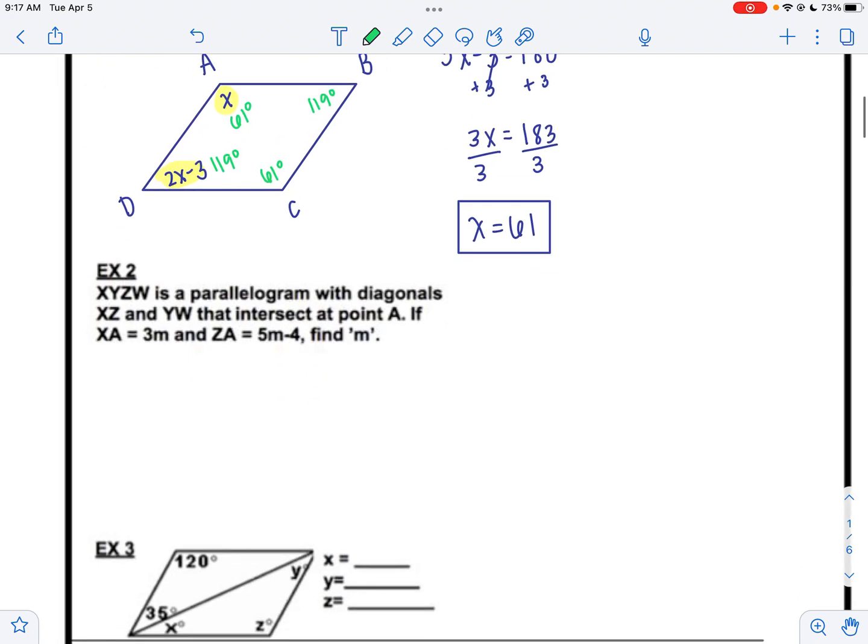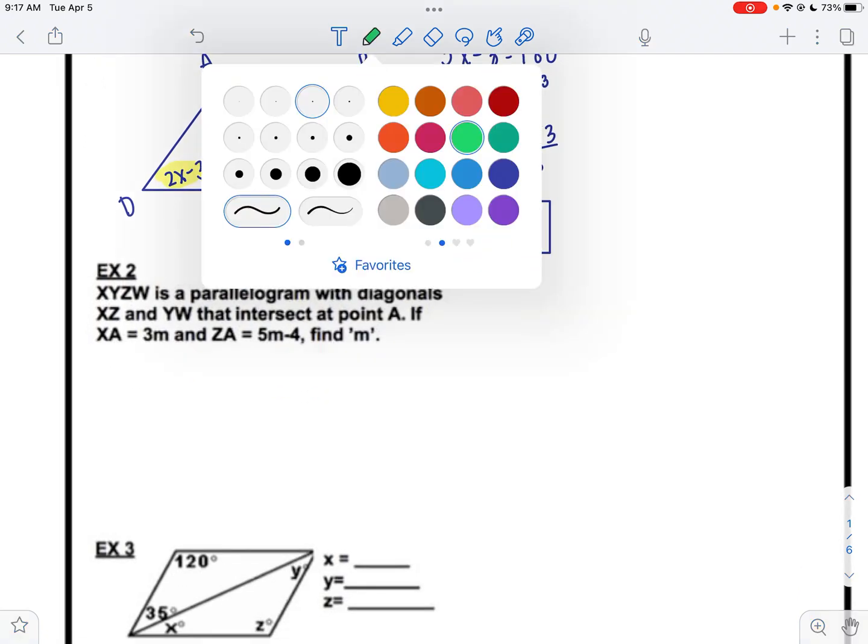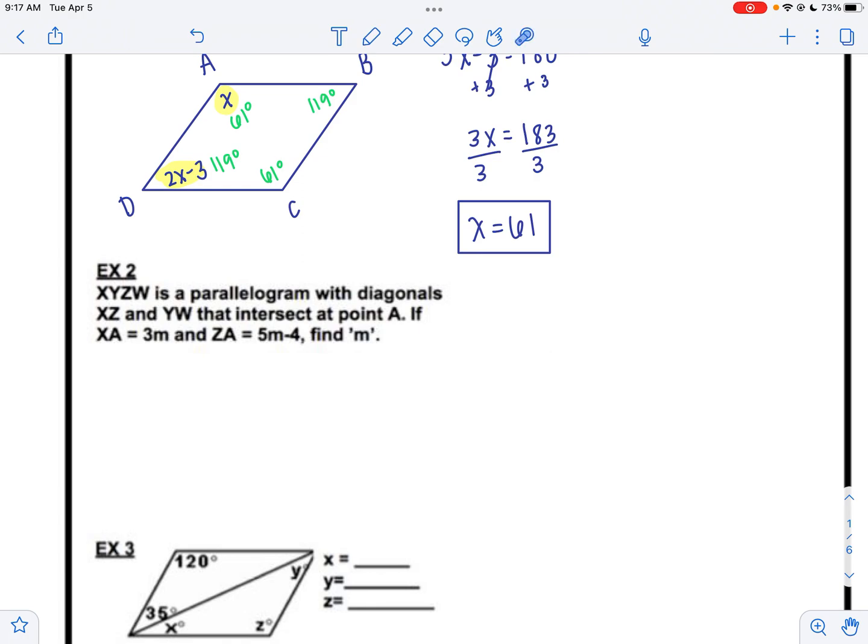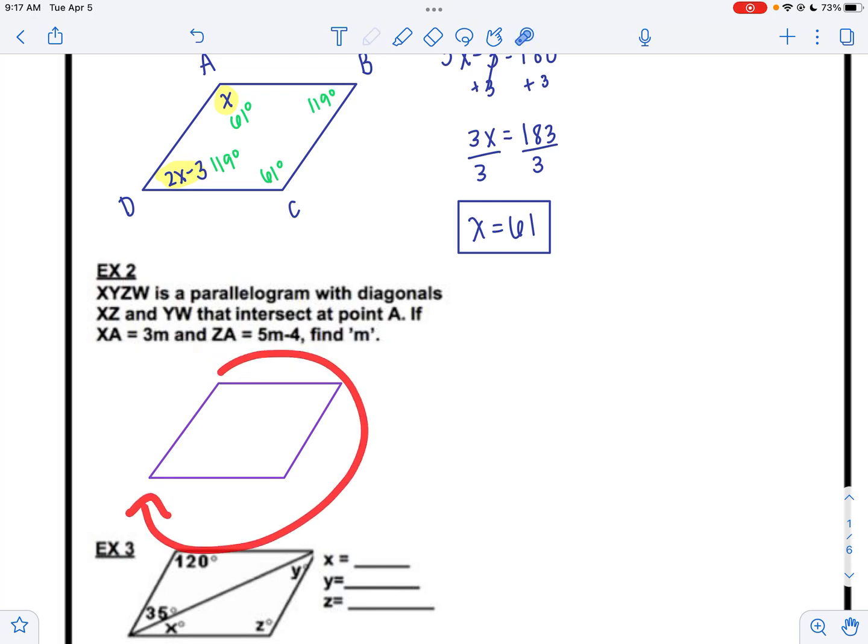Okay, now taking a look at another one, I don't have a picture, and that's okay. I'm going to go ahead and sketch it out. So this is now parallelogram XYZW. So I'm going to sketch out this parallelogram, being very careful to remember that we start in the top left corner and go clockwise around.